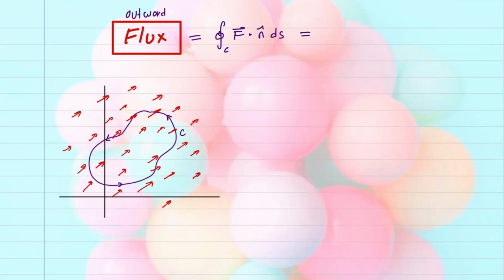When evaluating, it is easier to work with the integral along the closed curve C, with orientation counterclockwise, of M dy minus N dx. So that's the quicker way to evaluate flux rather than computing it this way. Leaving out the illustration of how we got the formula, let's go ahead and take a look at an example.